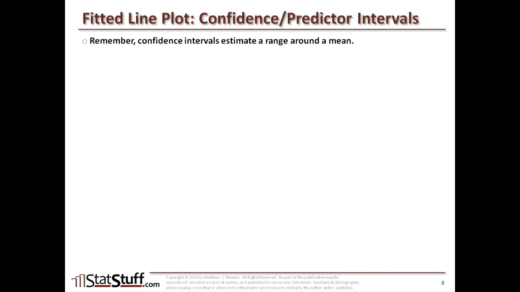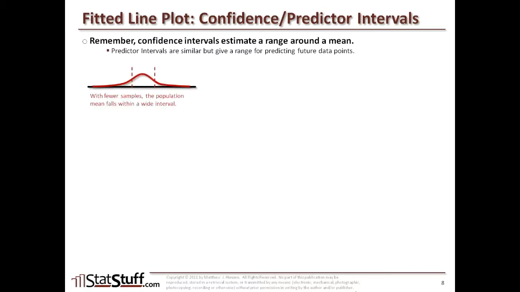As we remember, we'll go over the concept again of confidence intervals, and we use those as an estimate of a range around a mean. So the predictor intervals are similar, but they give a range for predicting future data points or observations. As a reminder, like we talked about before with confidence intervals, when you have fewer samples, the actual confidence interval itself will be kind of wide like this. The population mean we're saying is going to fall within this wide interval.